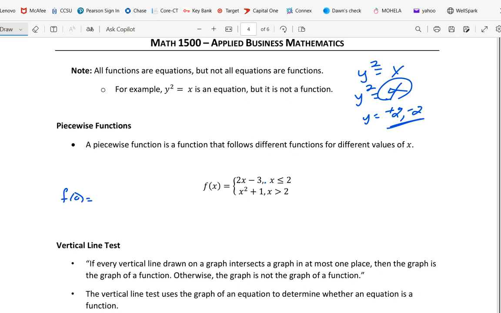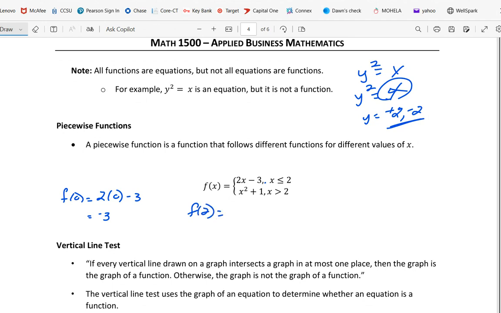F of 0. Notice that 0 is less than 2. That means I'm going to use the top part. 2 times 0 minus 3 is negative 3. So f of 0 is negative 3.